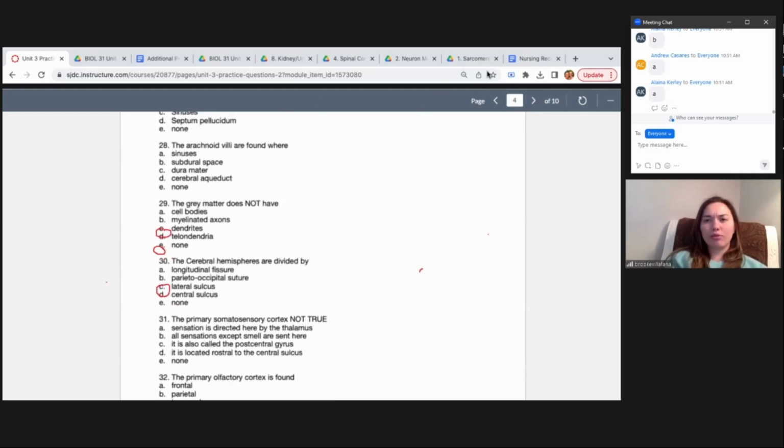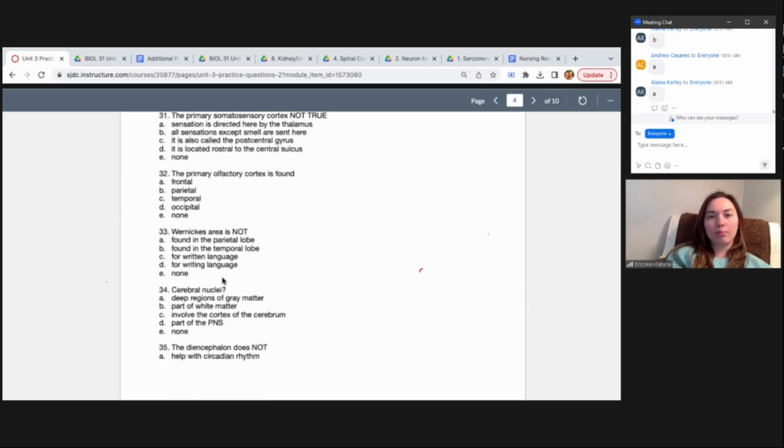For some reason I was looking for the largest tract in the brain, corpus callosum, but corpus callosum does not divide the hemispheres. So you guys were right. The hemispheres of the brain, the two halves, would be divided by longitudinal fissure. Okay, question 31, the primary somatosensory cortex, which is not true about the primary somatosensory cortex.